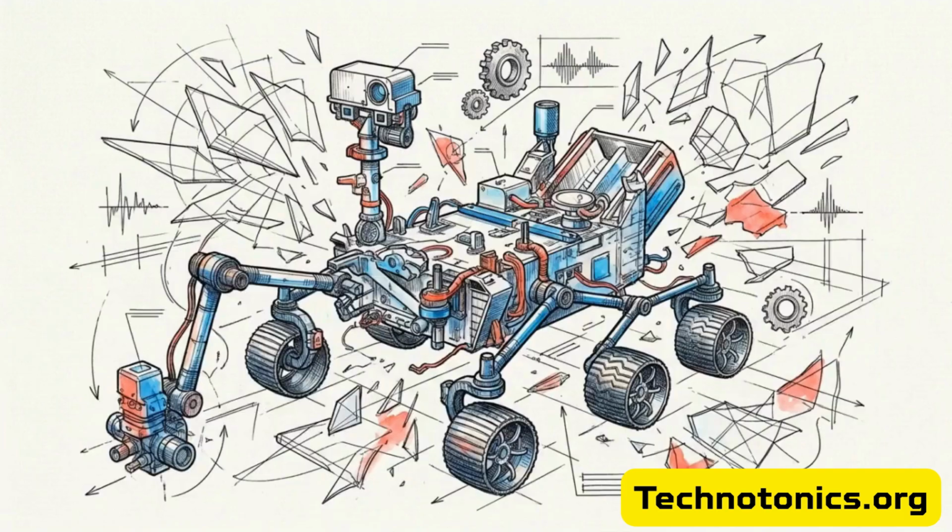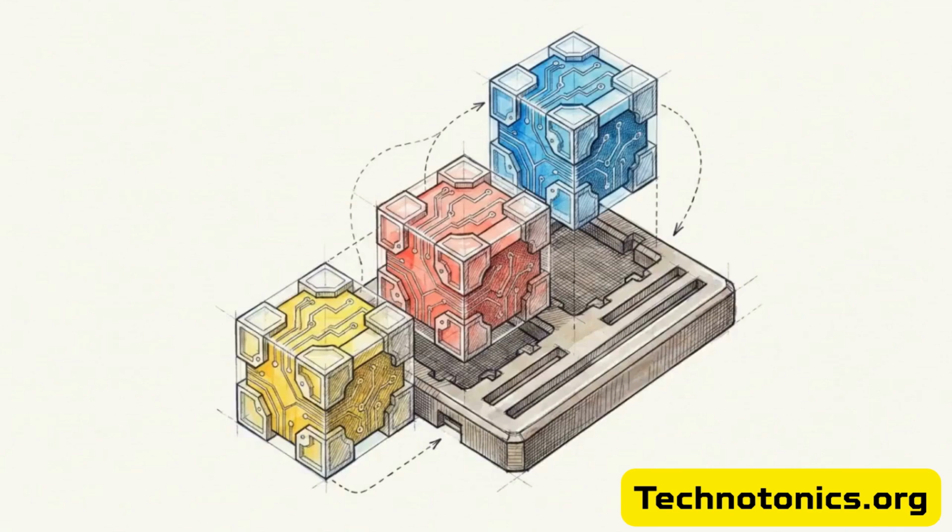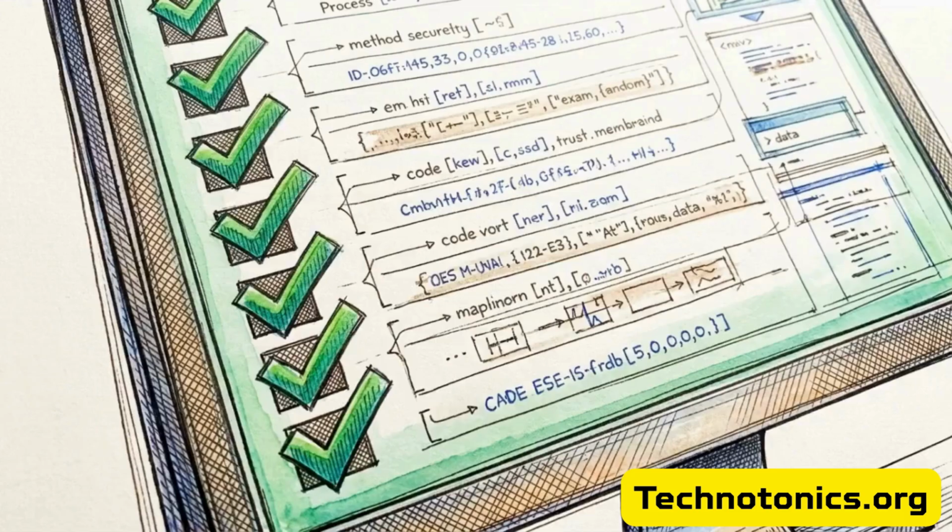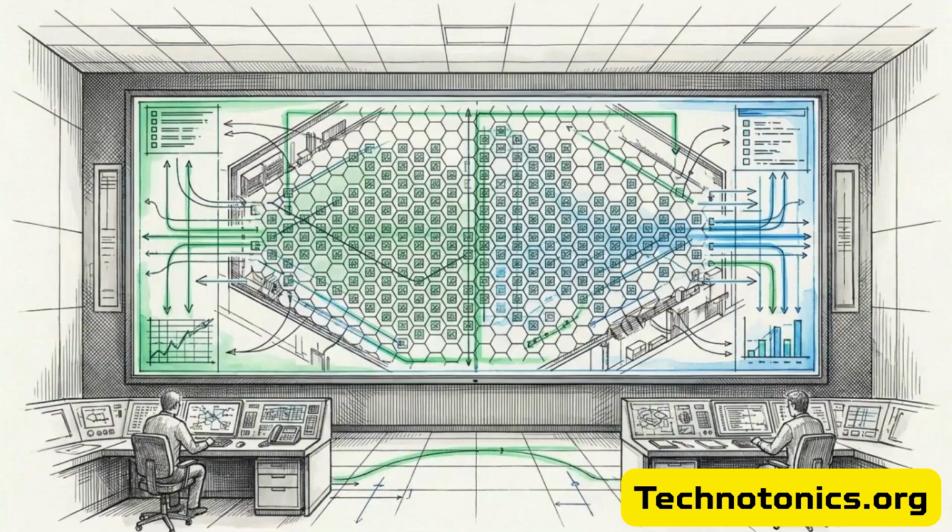To move from prototype to product, we will deconstruct a brittle ROS script and rebuild it using modular design, object-oriented programming, and rigorous testing. Moving from procedural scripting to structured software engineering provides the framework necessary to manage the complexity of a deployed robotic system.